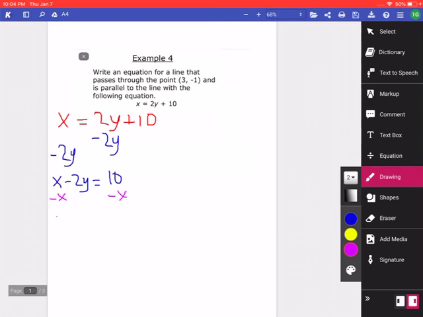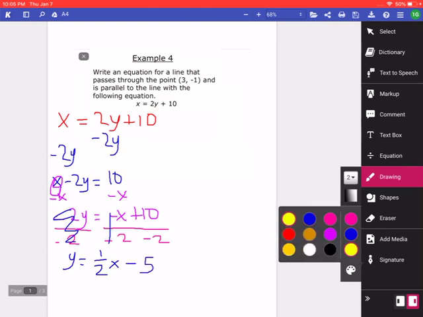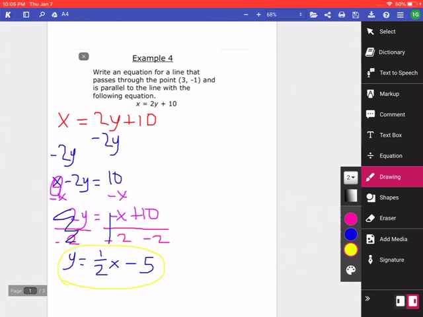Okay, now we have -2y equals -x plus 10, because this one here is gone. Now our next step is going to be to get rid of this -2 by dividing. So we divide both sides by -2, and that's going to cancel this one out. Now these two negatives are going to cancel, so this is going to be y equals 1/2 x minus 5. Now this is our equation in slope-intercept form.